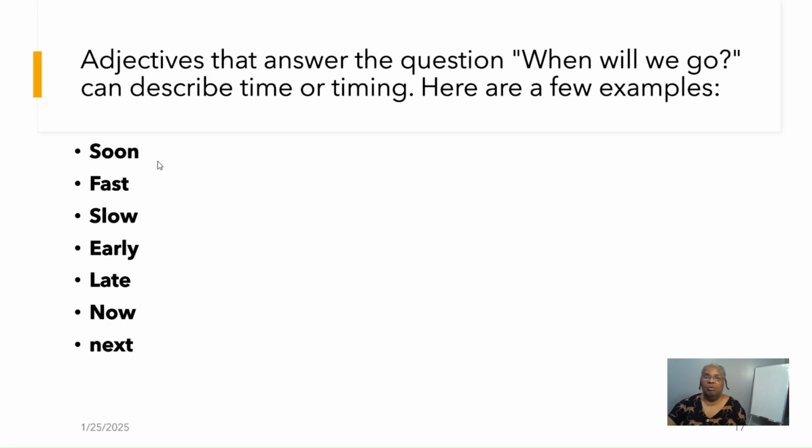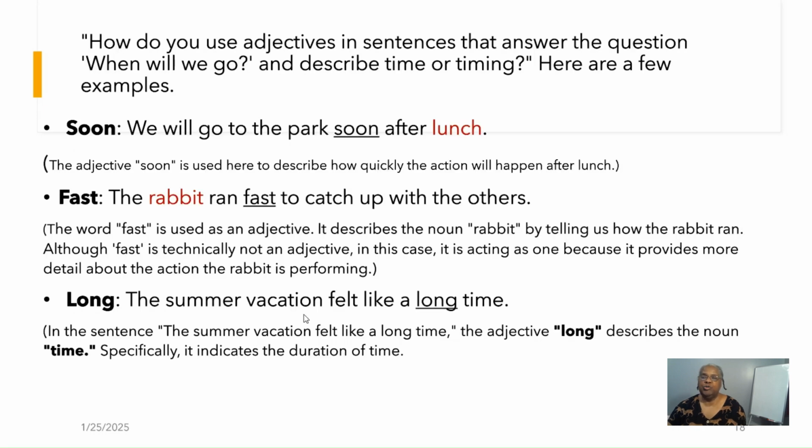When will we go? Soon, fast, slow, early, late, next. How do you use adjectives in sentences that answer the question, when will we go, and describe time or timing? Here are a few examples.